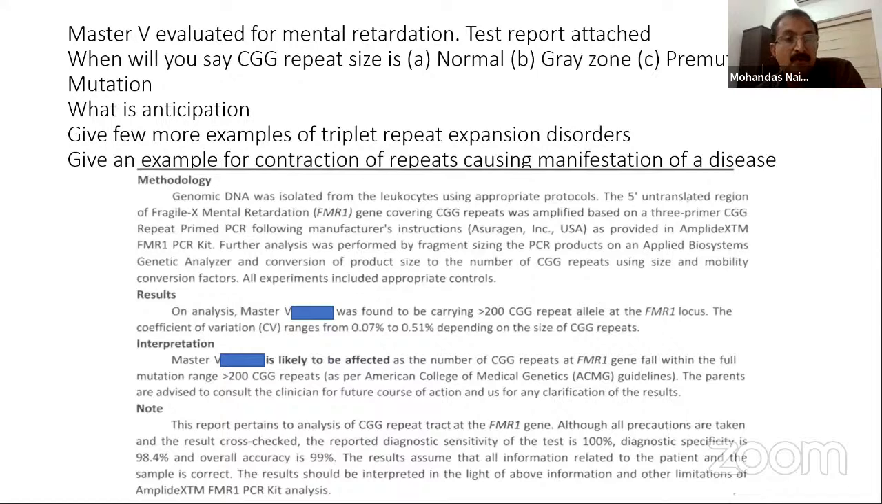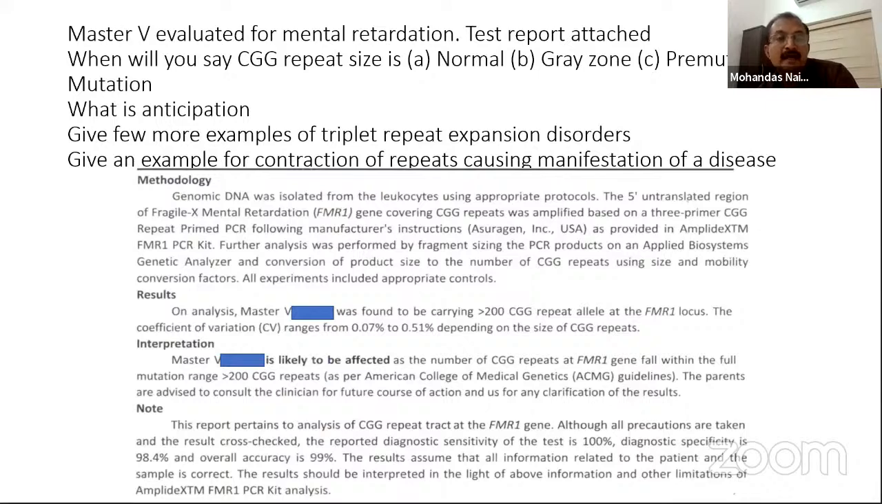So this is a report, part of the report, where Master V is evaluated for mental retardation. The test report is attached. When will you say? So here what you can observe, they have looked for this CGG repeats. CGG repeat is looked for when you suspect Fragile X syndrome. In the Fragile X mental retardation gene, FMR1 gene, you look for how many CGG repeats are there. Here it is more than 200, and they have already written that the number of CGG repeats fall within the full mutation range, more than 200. So the child is having Fragile X syndrome.